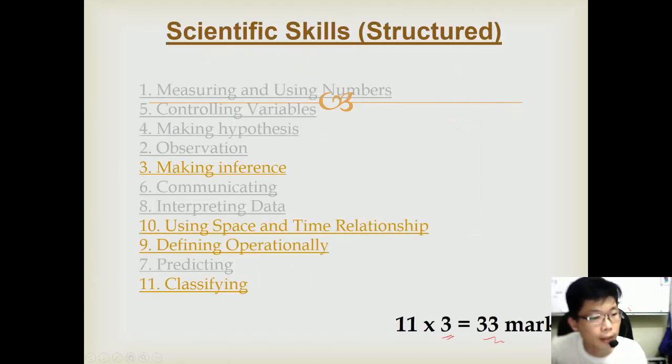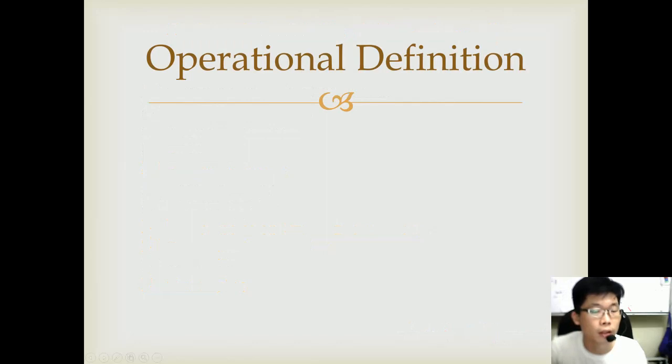Next is the define operationally. Students normally feel that this is the most difficult question in paper 3. Actually, if you know how to answer it, or the techniques to write the operational definition, it will be very easy to get the score 3.